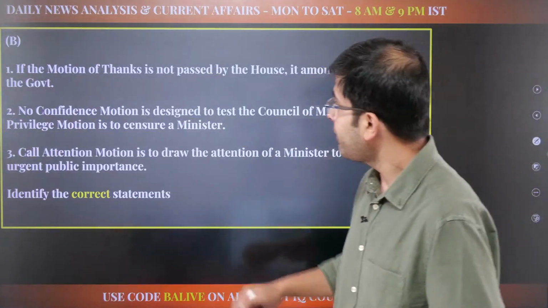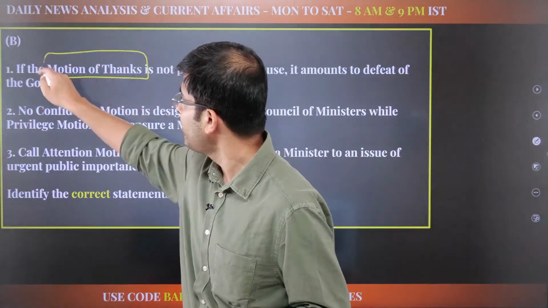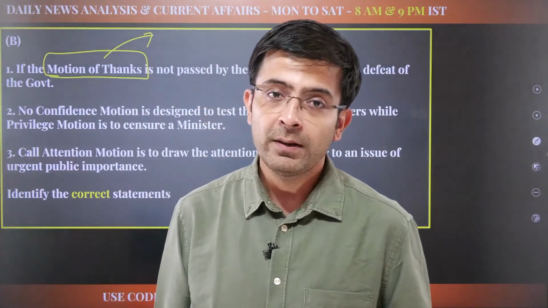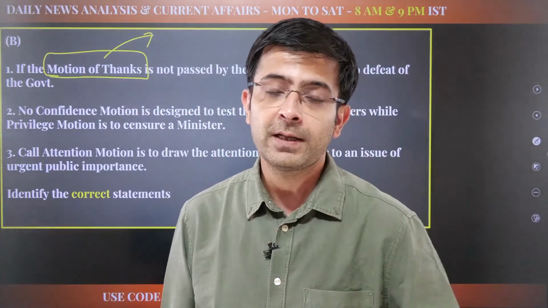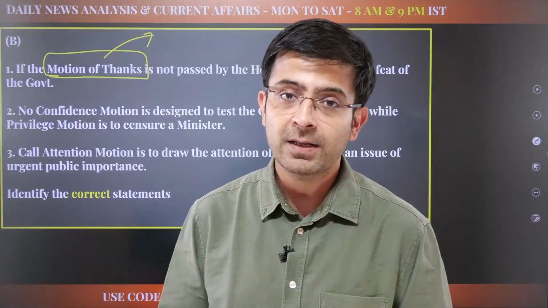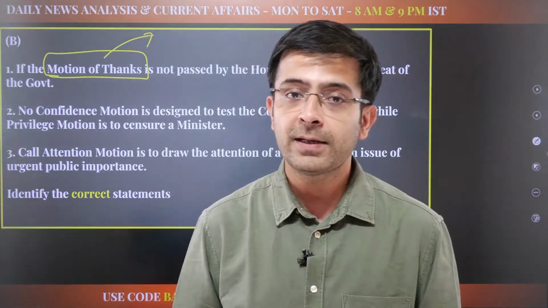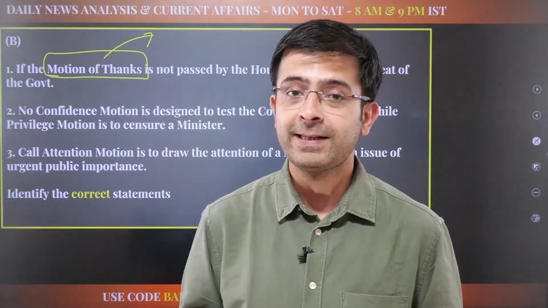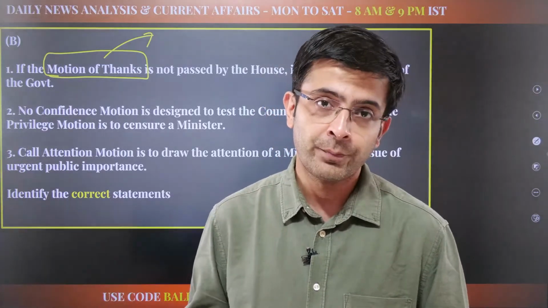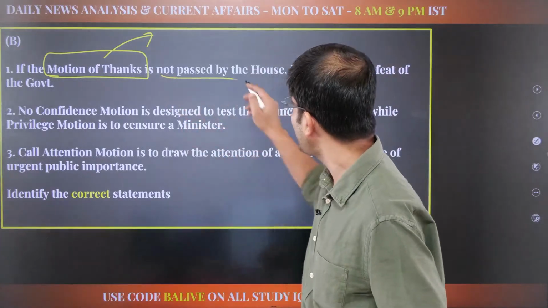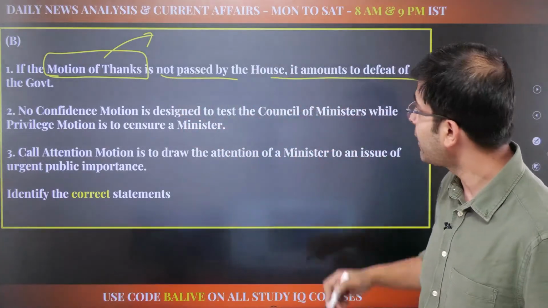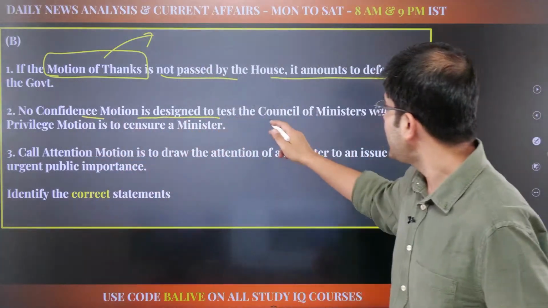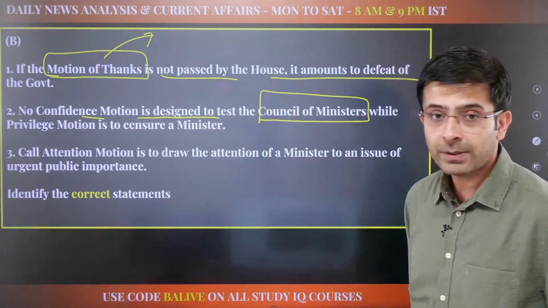B, the motion of thanks. Now, very important, but a very simple concept. So you have the new government that is sworn in. First, in the joint sitting, the president goes and addresses the house. Thereafter, the motion of thanks is discussed. Now, if that is not passed, that amounts to the defeat of the government. It's equivalent to the no confidence motion. All right. So if the motion of thanks is not passed, well, it amounts to the defeat of the government. Absolutely correct. All right. No confidence motion is designed to test the Council of Ministers' collective responsibility that we discussed today.